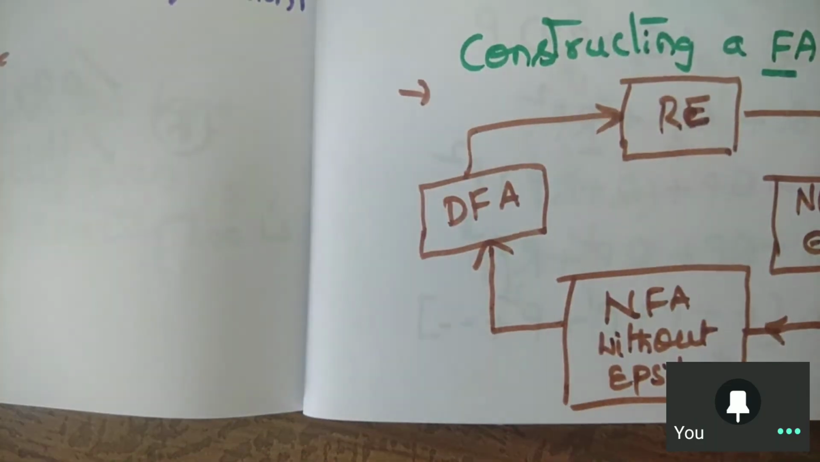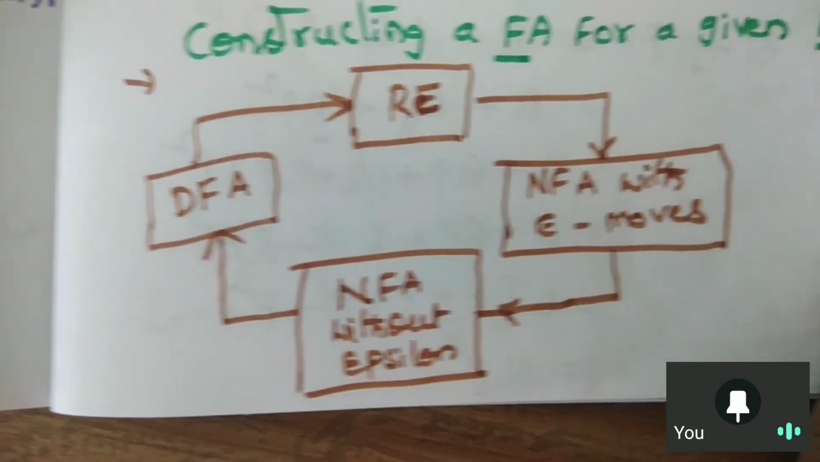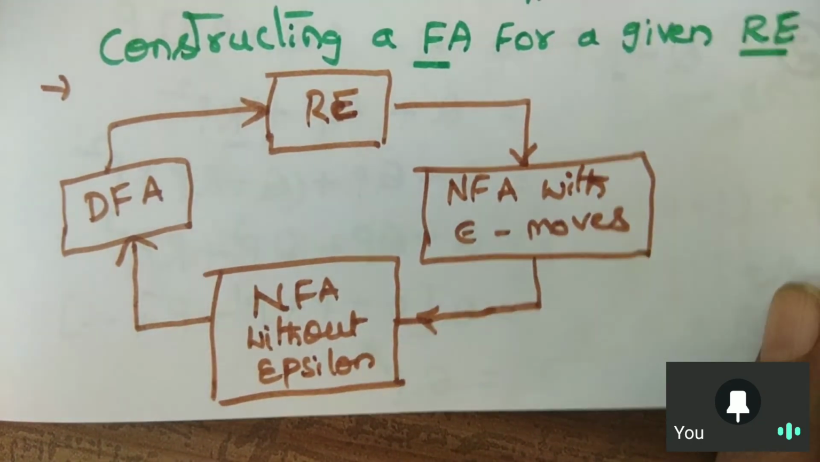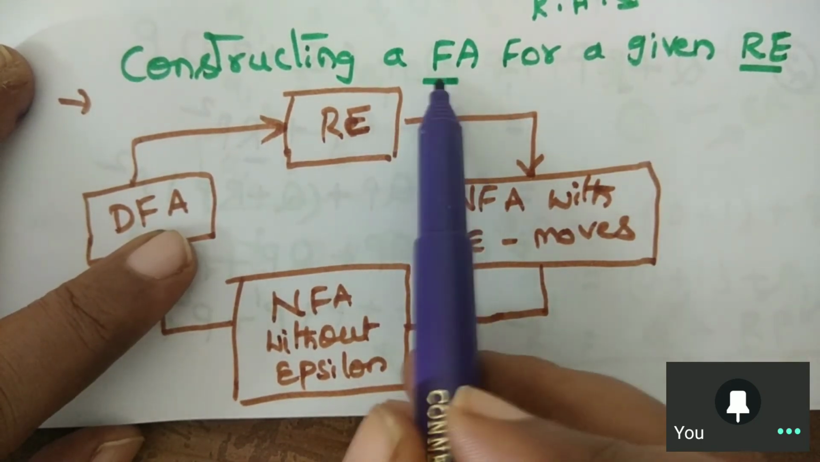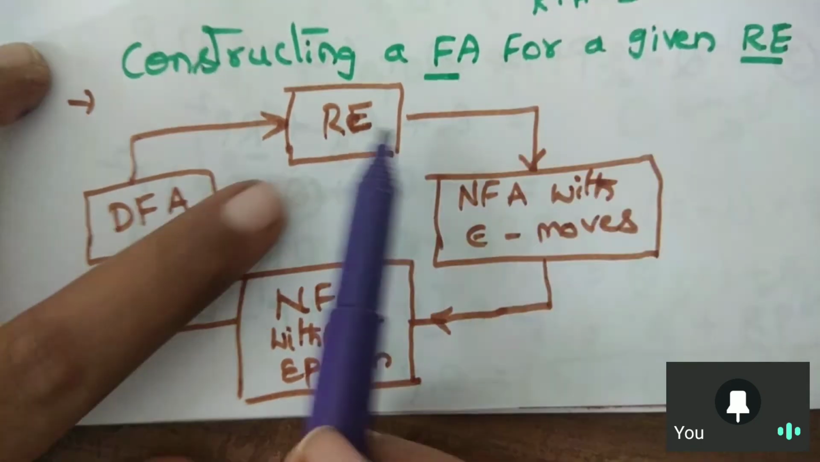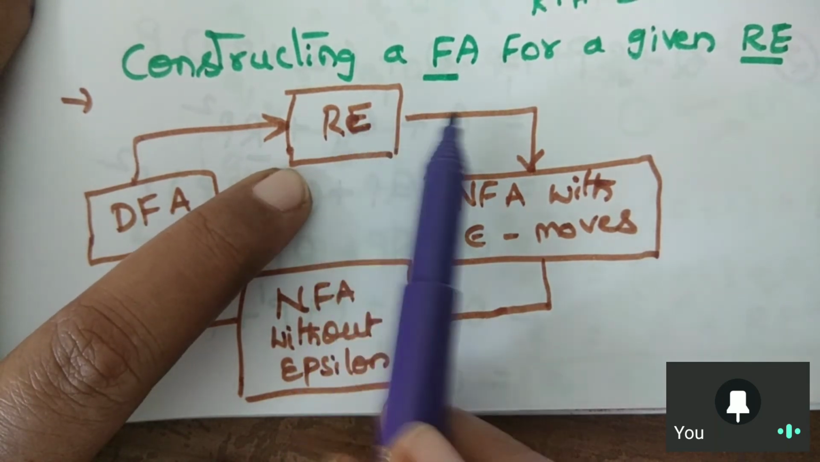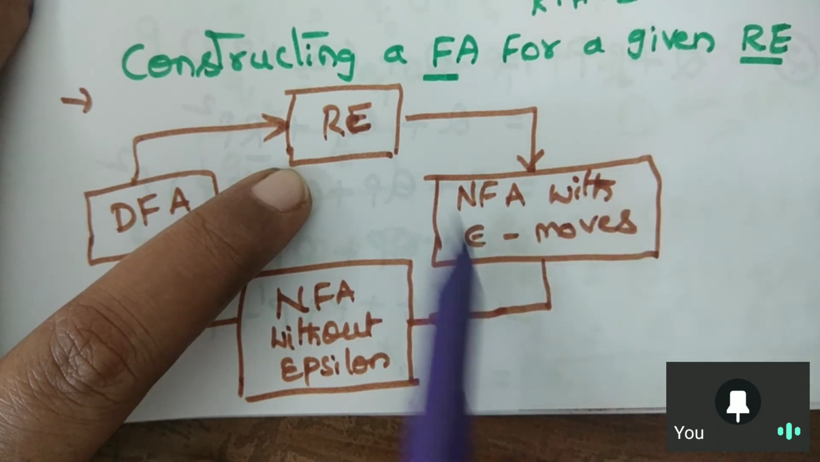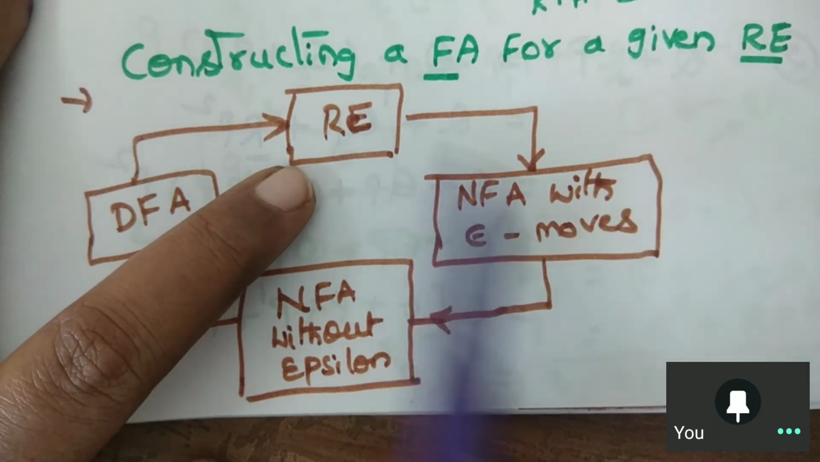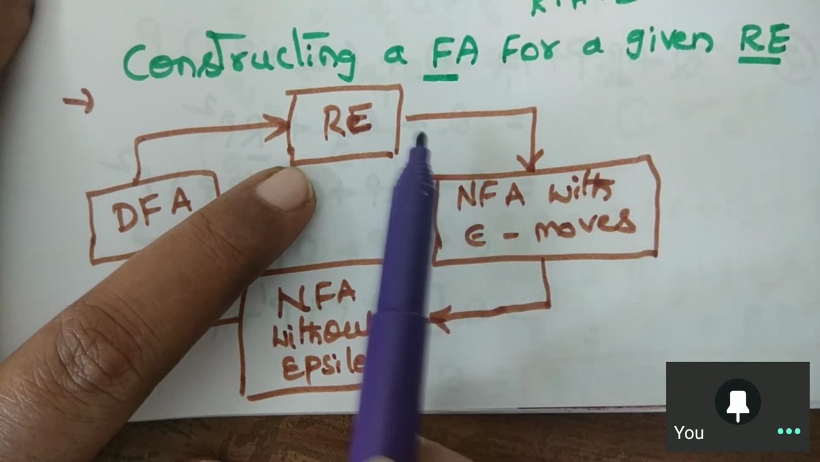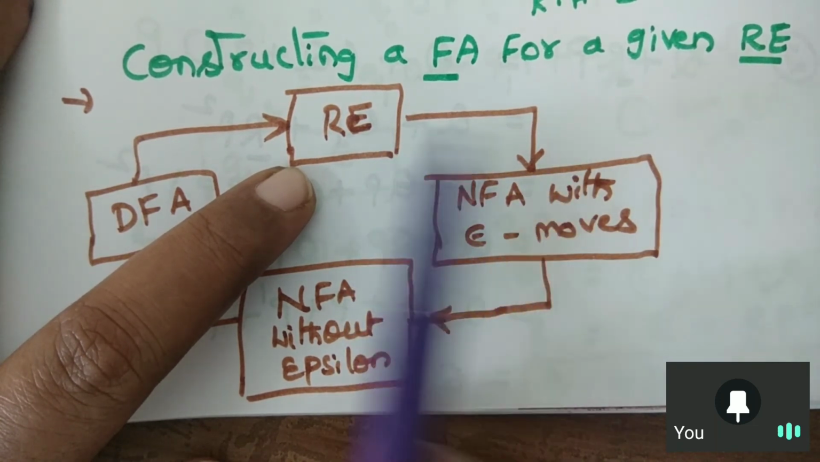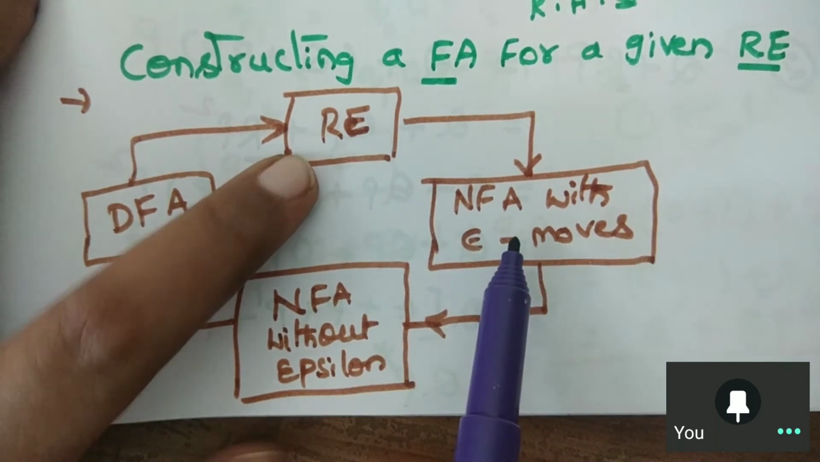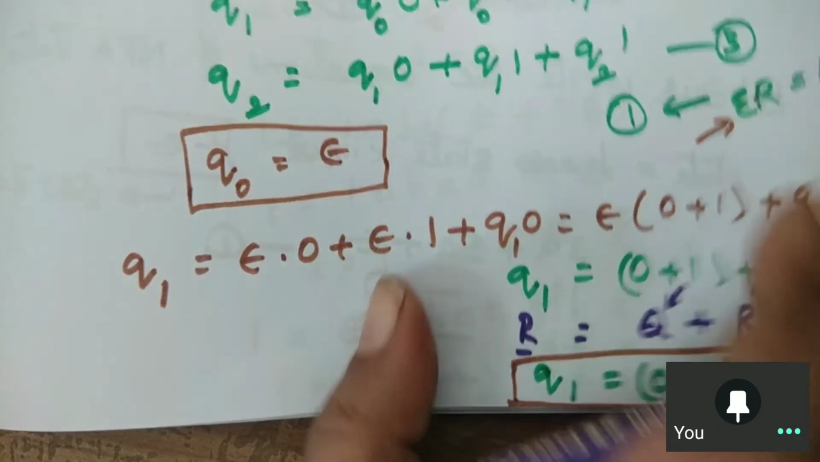Yesterday we have seen this one, right? I'll just show you once. Constructing a finite automaton for a given regular expression. You can also construct a finite automaton given a regular expression. In that, first, the regular expression can be converted to an NFA with epsilon moves. This is the first thing that we can do. This can also be called the equivalence of NFA and regular expression, or conversion of regular expression to an NFA.